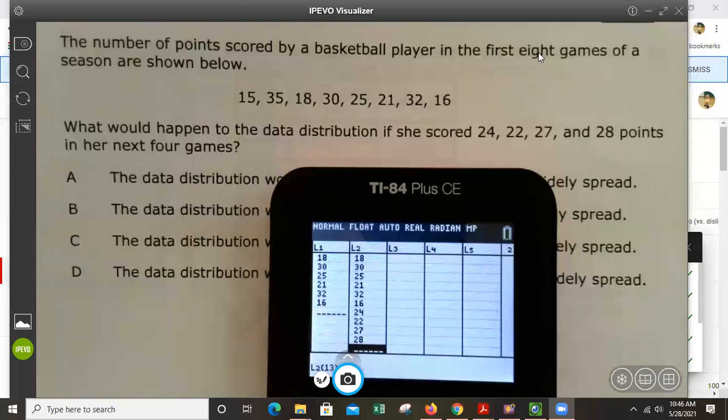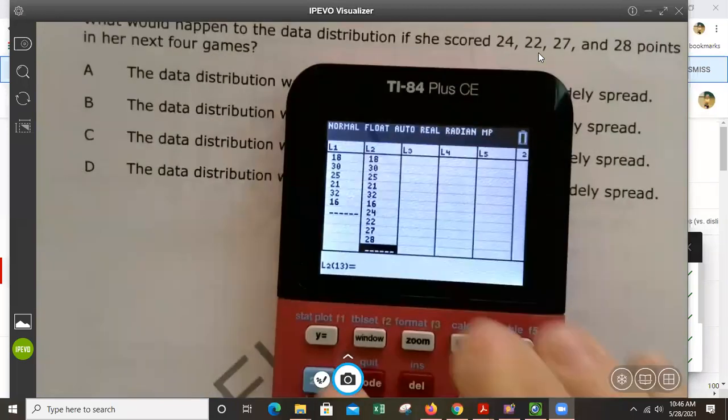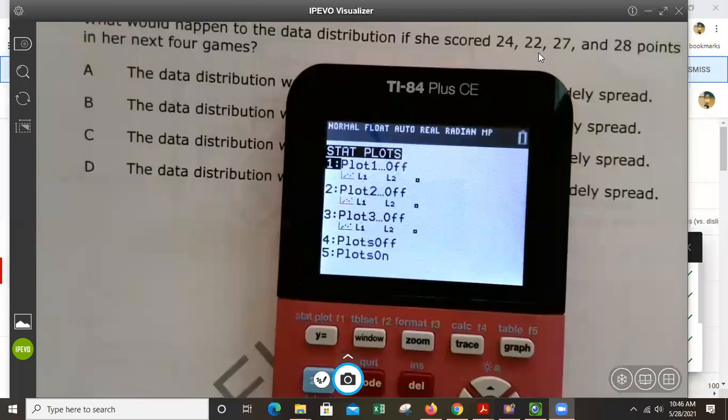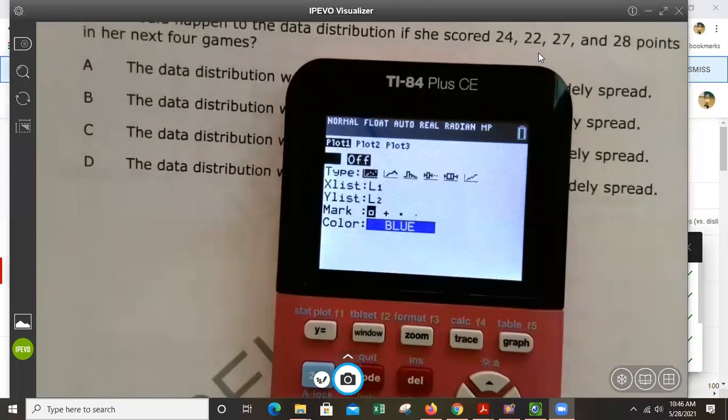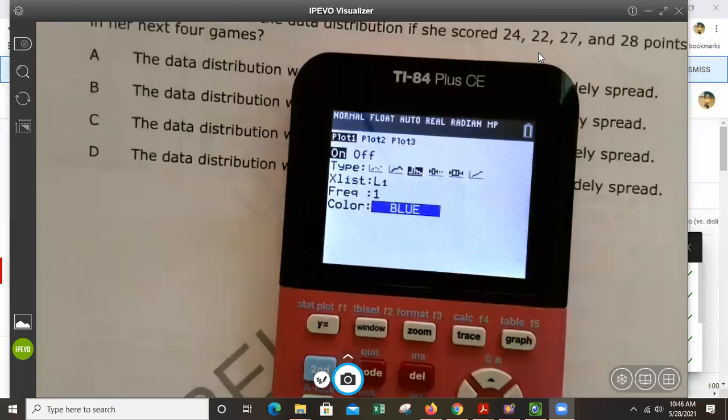Since we're talking about peaked and spread, we're going to make graphs. So watch how we do this. We're going to go to second and y equals. We're going to hit enter. We're going to turn this on, but we're going to make a bar graph. I'm going to go up to the top and I'm going to turn plot 2 on.